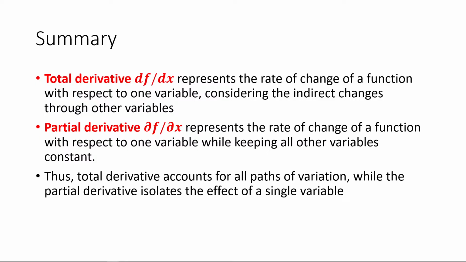So the summary: total derivative represents the rate of change of a function with respect to one variable, considering all indirect changes through other variables. While partial derivative represents the rate of change of a function with respect to one variable while keeping the other variables constant. So here I'm considering all variables. Here I'm just considering one variable and keeping all the others constant. Yeah. So total derivative accounts for all possible variation, while the partial derivative isolates the effect of a single variable. Okay.